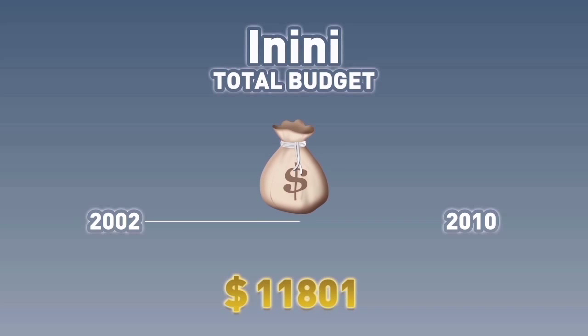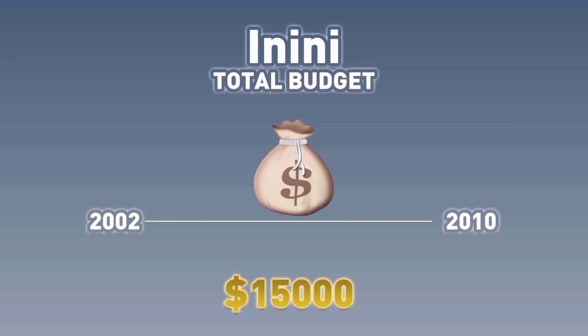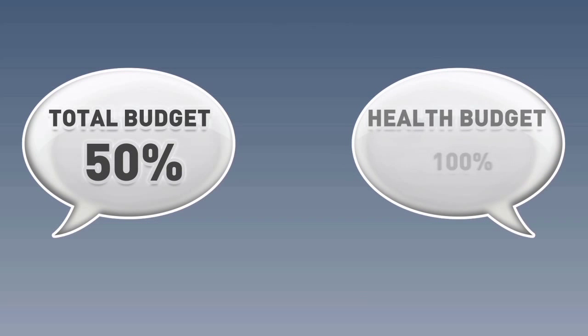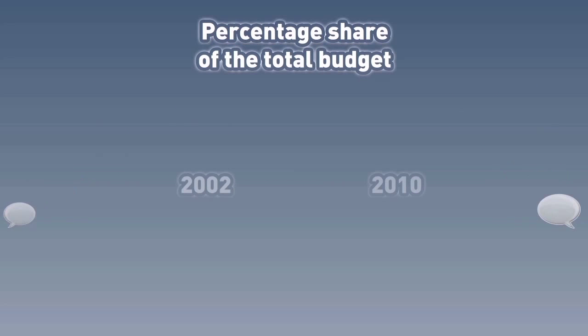On the other hand, if the total budget went up from $10,000 to $15,000, an increase of only 50%, while health went up by 100%, we might come to the opposite conclusion. You can see that health spending as a share of the budget increased from 1 to 1.3% over the period.